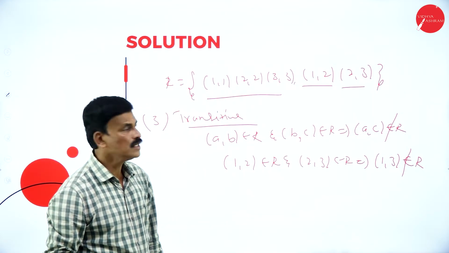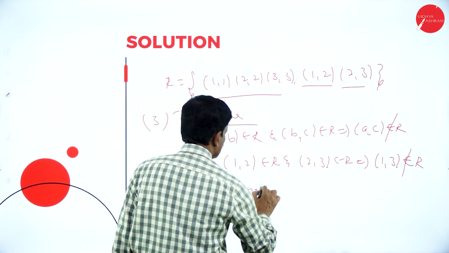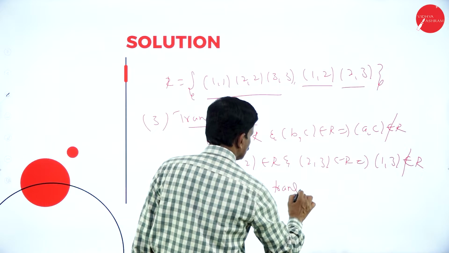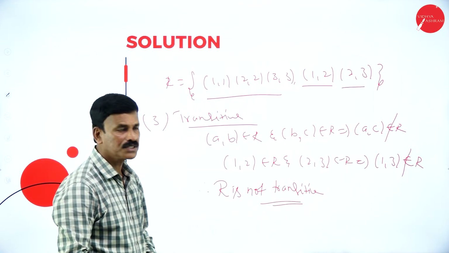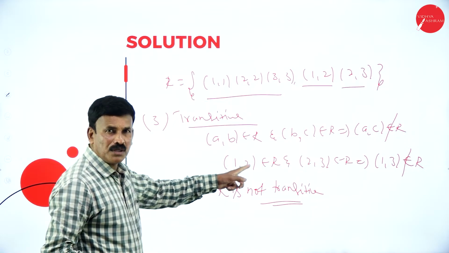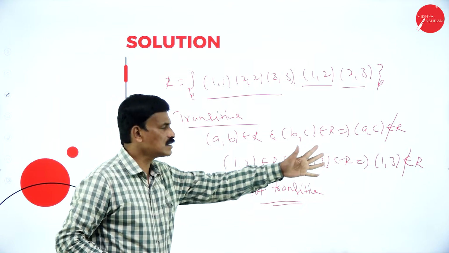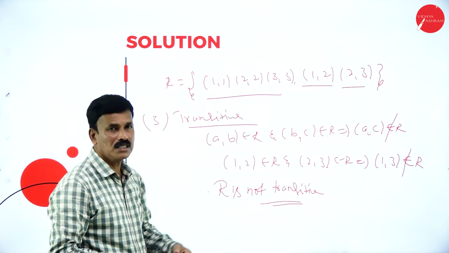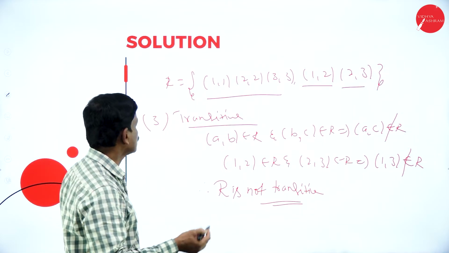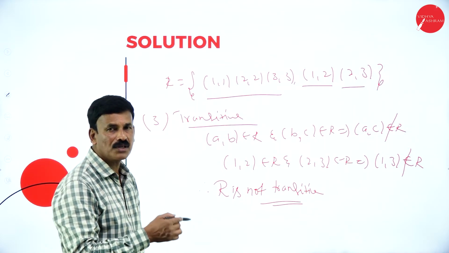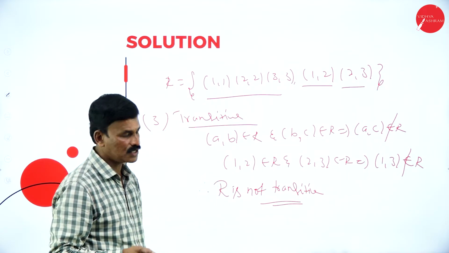Therefore, R is not transitive on A. R is not a transitive relation. See, (1, 2) belongs to R and (2, 3) belongs to R implies (1, 3) does not belong to R. (1, 3) is not in the given relation. So, therefore, R is not transitive. This is only reflexive, but neither symmetric nor transitive.